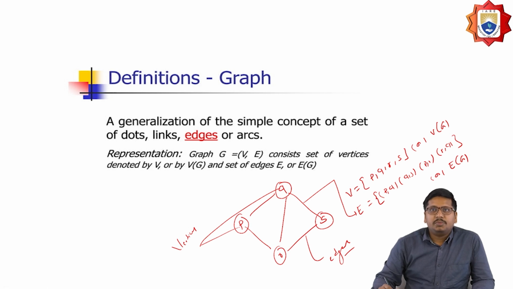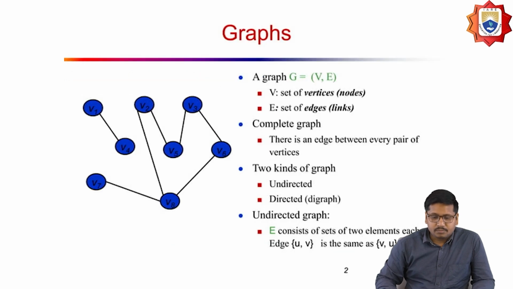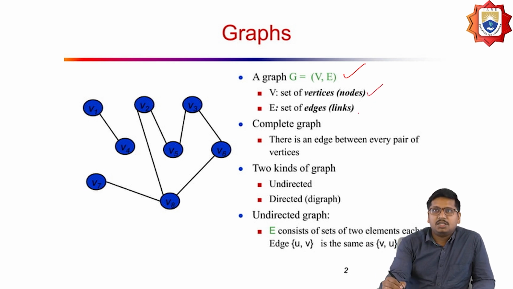Okay, so this should be the generalization of a simple concept which is given in the form of sets, links, edges and arcs. So here the graph may be the set of vertices and edges, denoted by vertex set V and edge set E. Normally a graph is nothing but a collection of vertices and edges. V is the set of vertices, and E should be the set of edges. We can call the edges links, and the vertices nodes here.